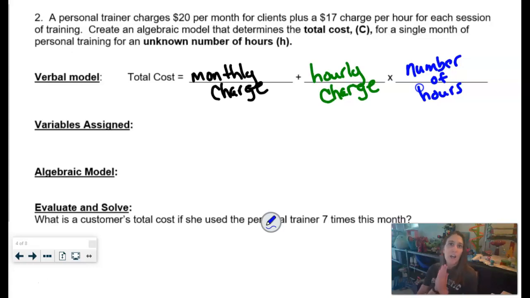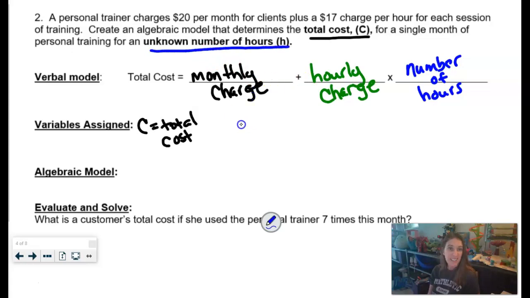I'm sorry. Okay, so variables assigned. They already did this part for you, which is kind of awesome. They said the total cost is C. So that's already up there. And then unknown number of hours is H.